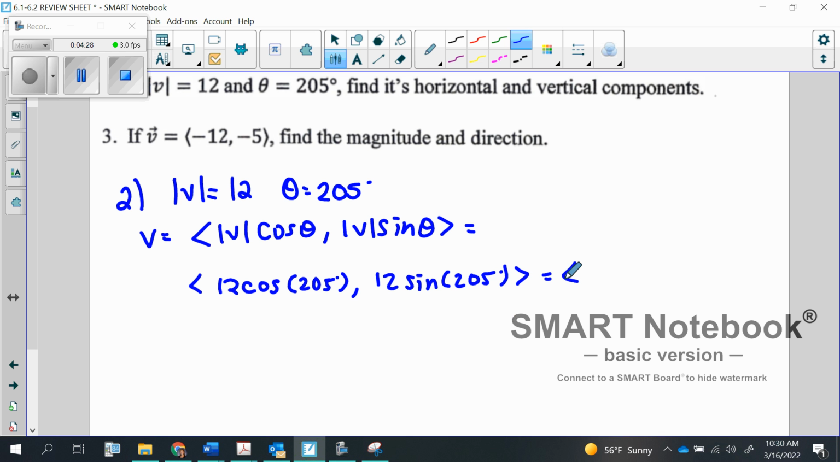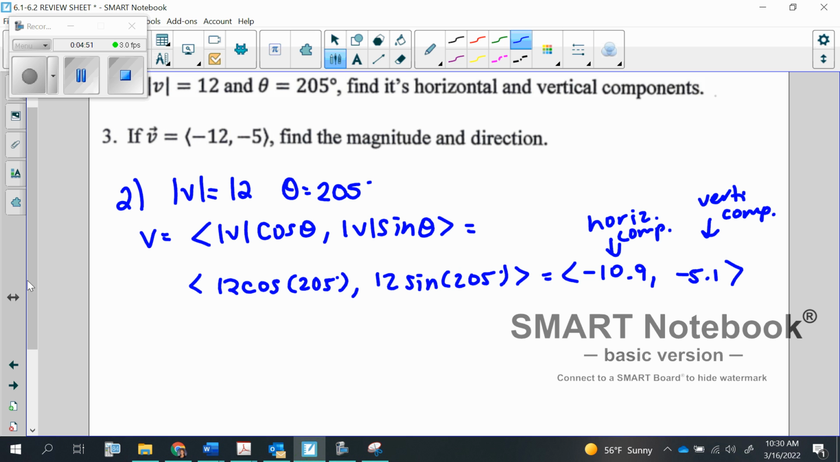If you plug this in your calculator, you should get -10.9, -5.1. Remember, this is my horizontal component, and this piece is my vertical component. If I ask for both, you can give me just the vector. If I ask for one, tell me this is the horizontal component and this is the vertical component.